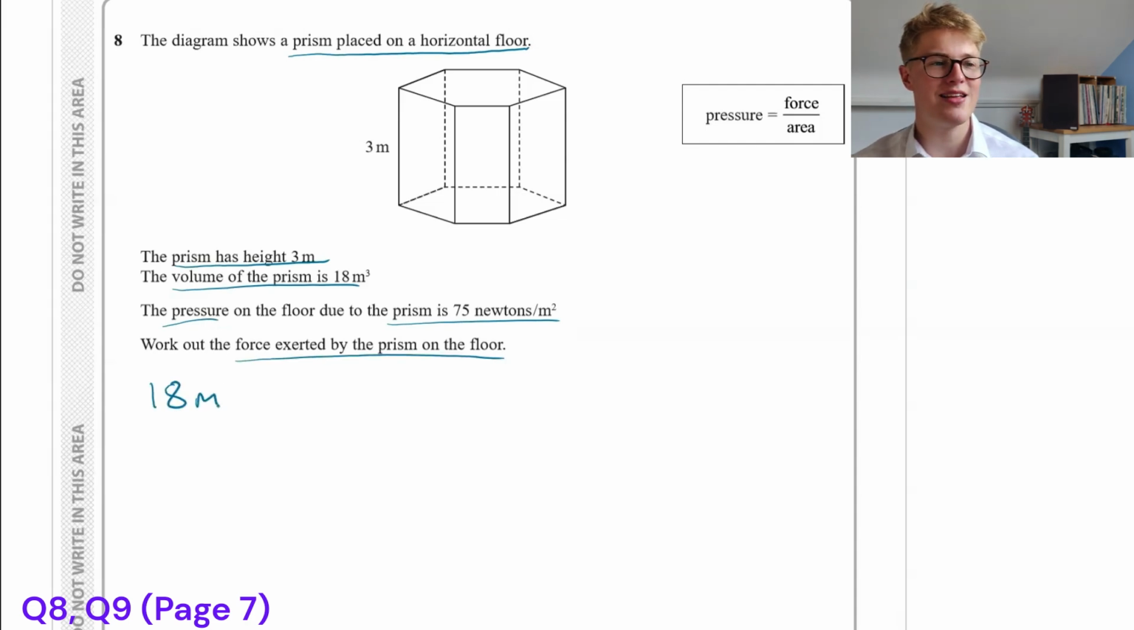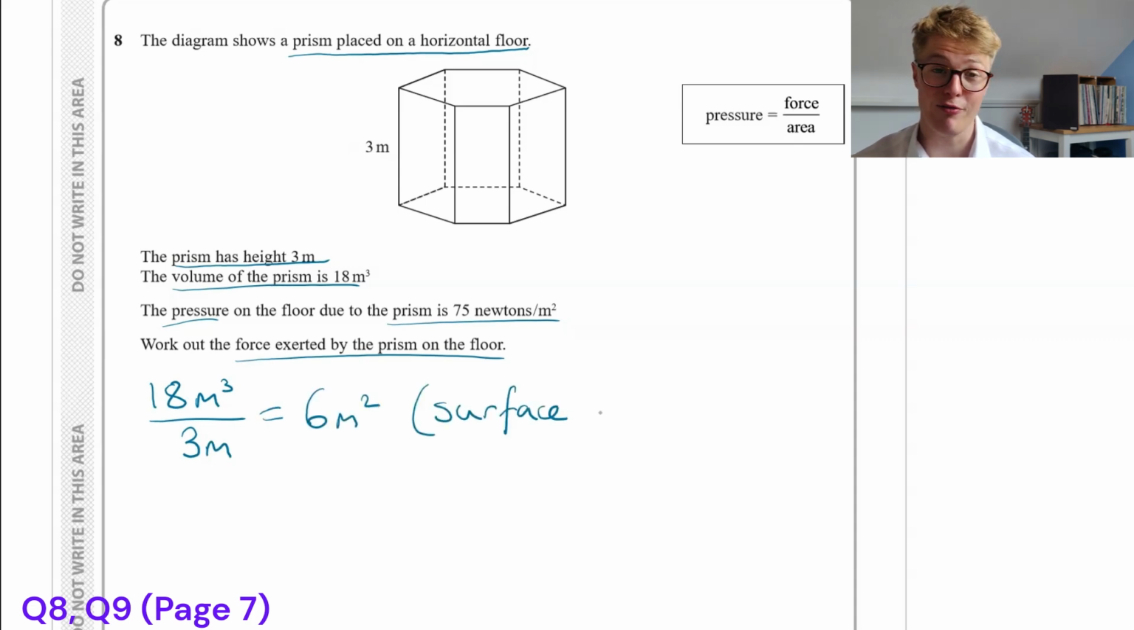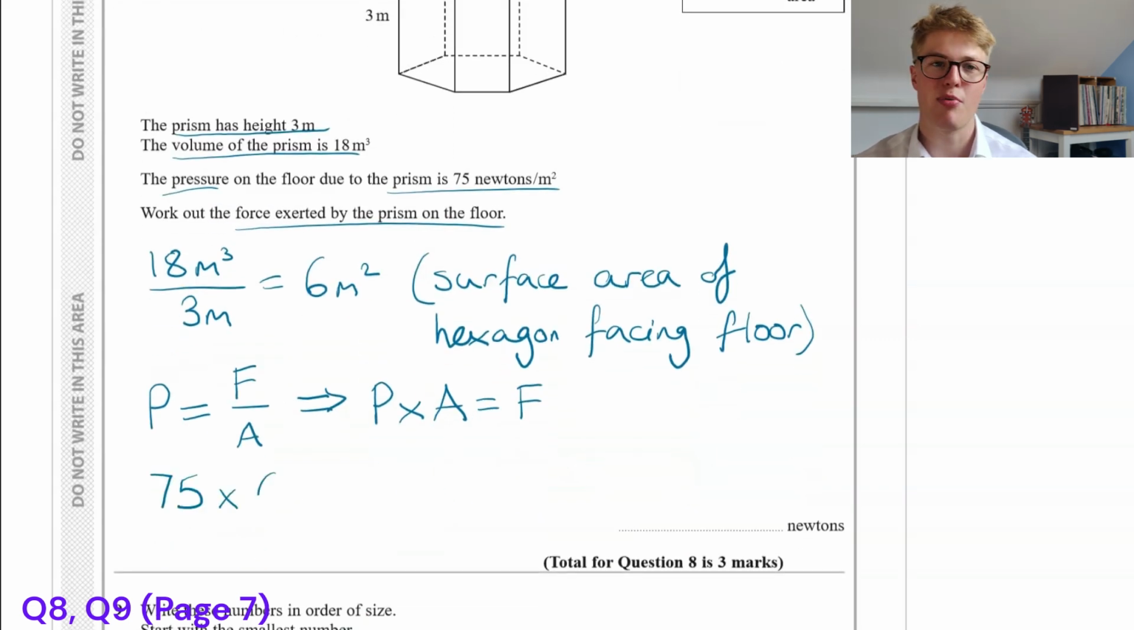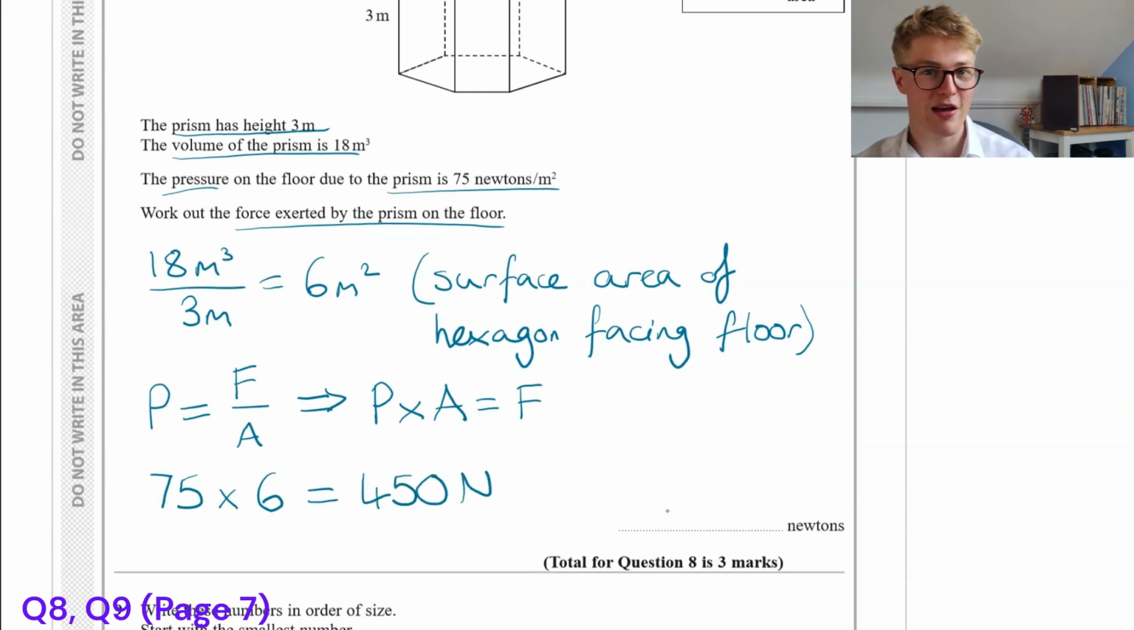So we can do 18 meters cubed divided by 3 meters to find the surface area of the hexagon facing the floor, and this is going to be 6 meters squared. Then, using this, we can use pressure equals force over area and rearrange this to pressure times area equals force. Since we're given the pressure in the question and we've just found the area facing the floor, we do 75 times 6 and that gives us 450 newtons as our answer.